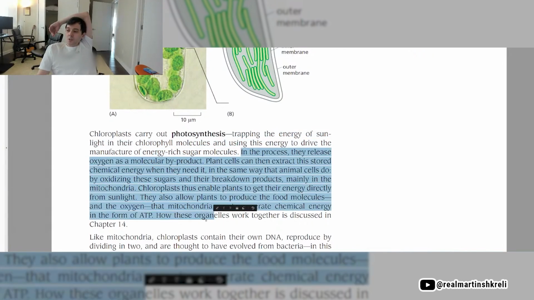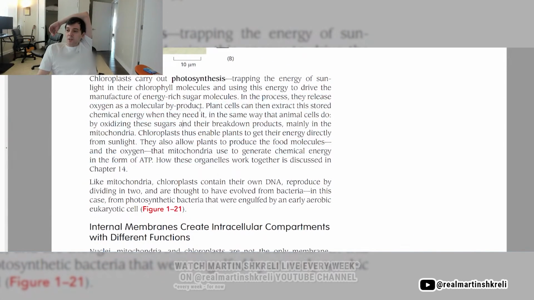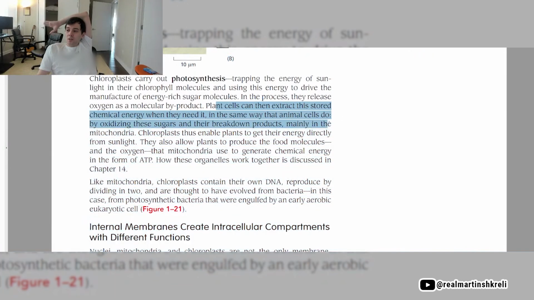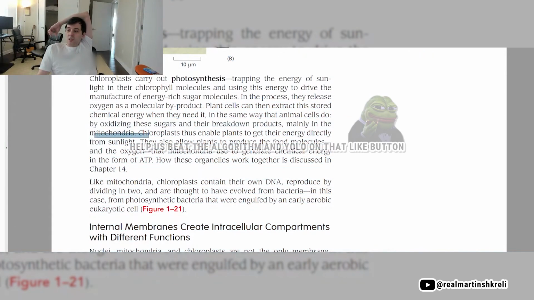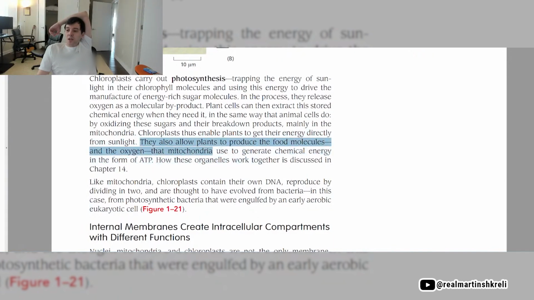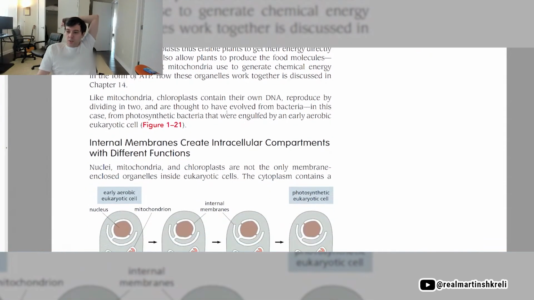Cool. In this process, they release oxygen as a molecular byproduct. They release oxygen. That's what a plant does. Plant cells can then extract this stored chemical energy when they need it, in the same way animals do, by oxidizing these sugars and their breakdown products mainly in their mitochondria. Chloroplasts thus enable plants to get their energy directly from sunlight. They also allow plants to produce the food molecules and the oxygen that mitochondria use to generate chemical energy in the form of ATP. We'll talk about how these organelles work together in chapter 14.